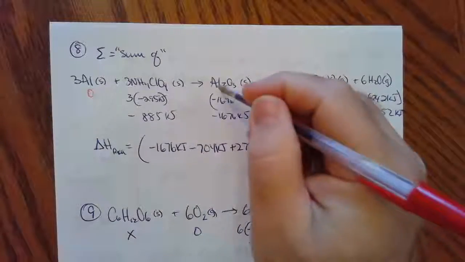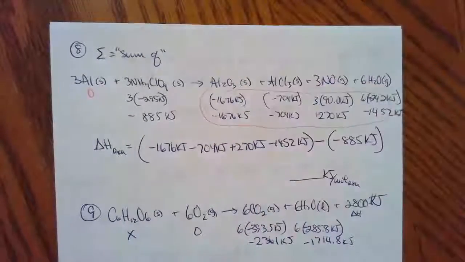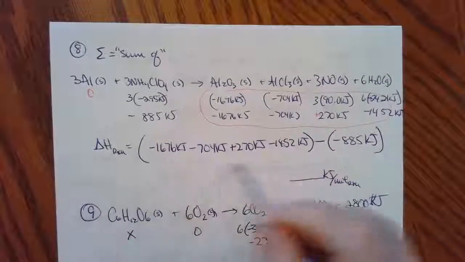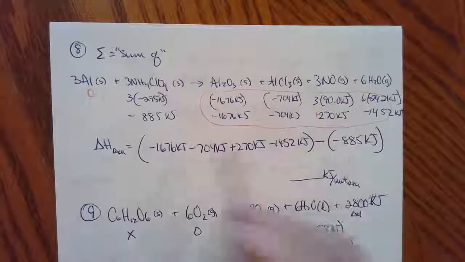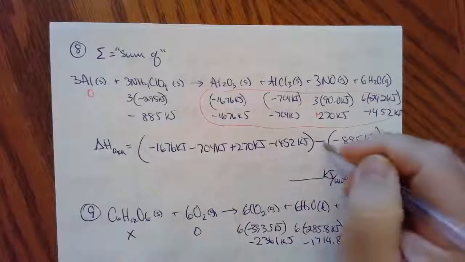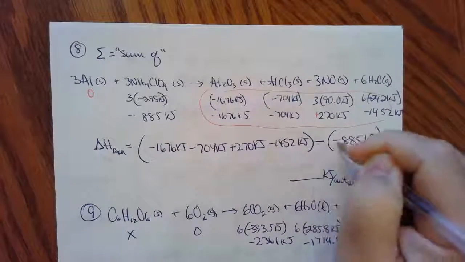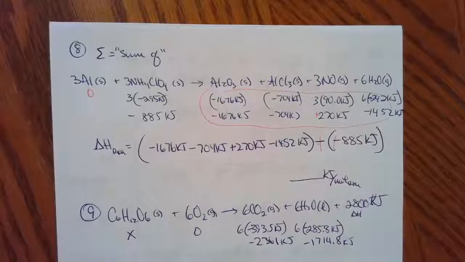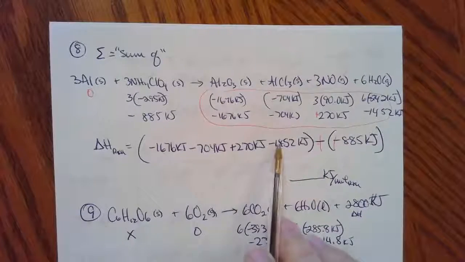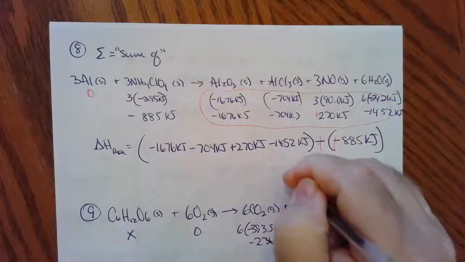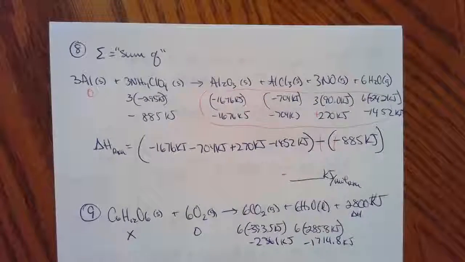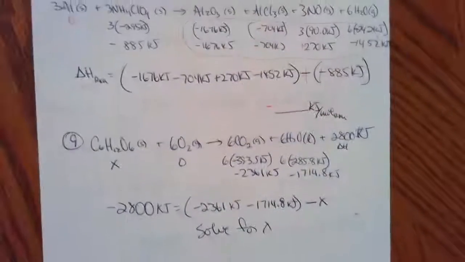So we're going to take all these on the right side, add those together, and subtract off the left side. It's minus a negative, so it's just plus a positive. It looks like this side is going to be way more negative than this side is, so the answer is probably going to be negative, but you can do the math to find out. Number 9.